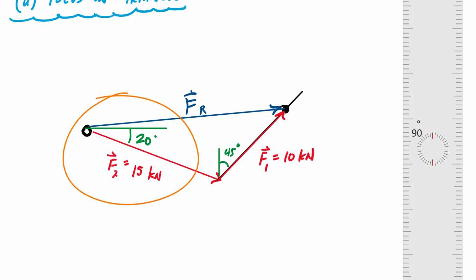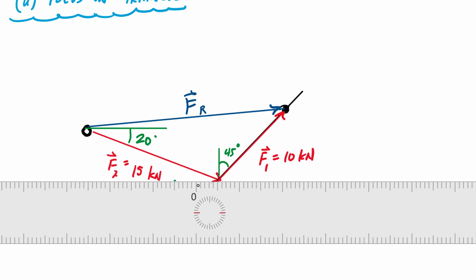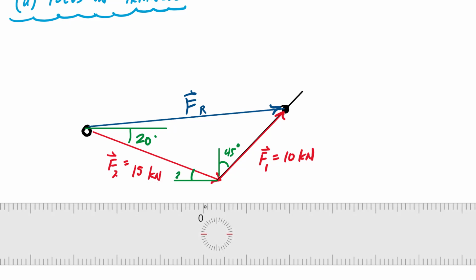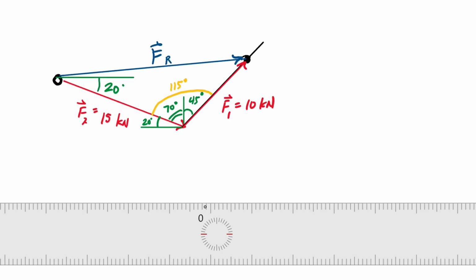F2 is 20 degrees from the horizontal by parallel lines. This right here is also 20 degrees, which would make this angle inside 70 degrees. This total angle is 115 degrees. And then I have two sides and the angle in between, so this is a great opportunity for the law of cosines.